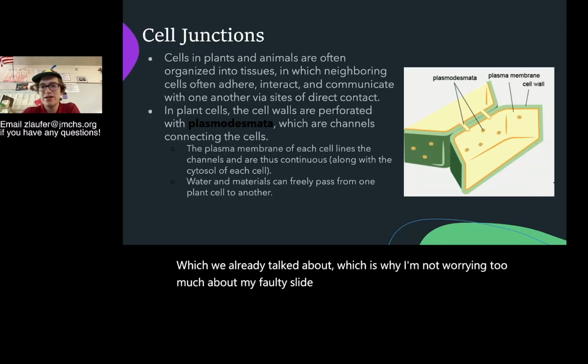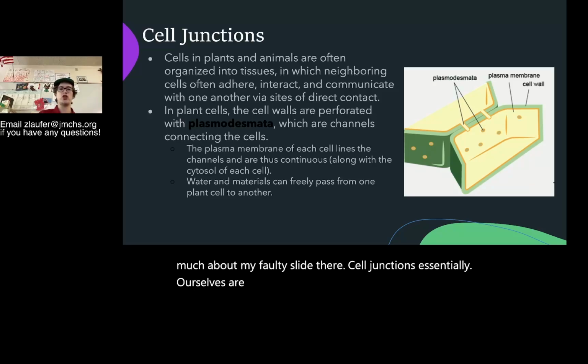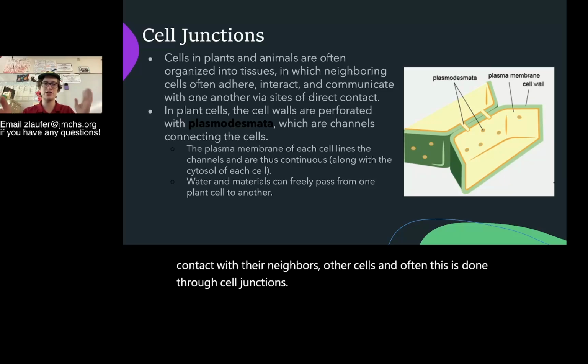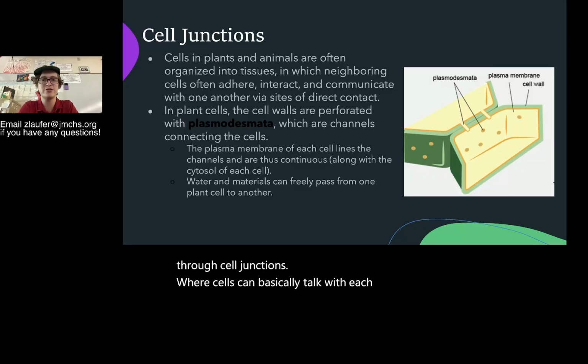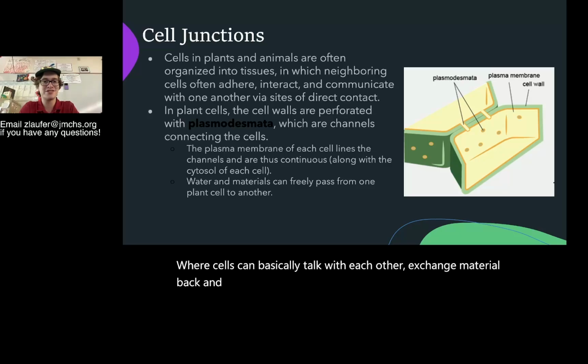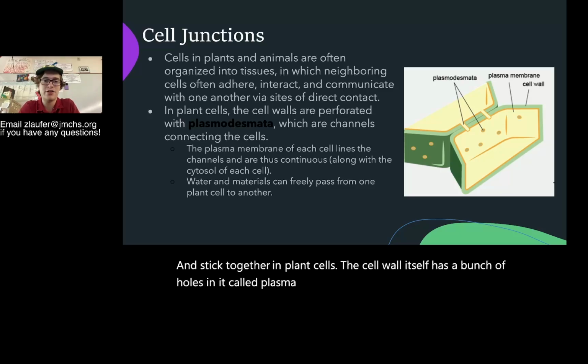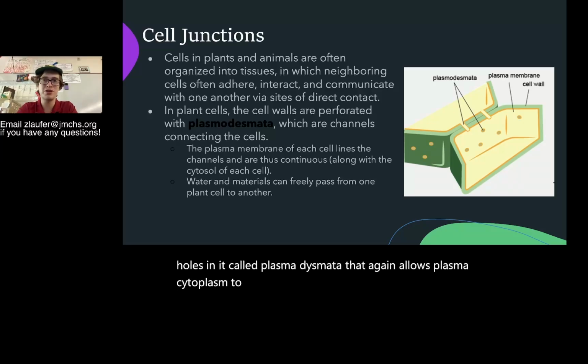Cell junctions. Essentially, our cells are not really free floating. They are in constant contact with their neighbors, other cells. And often this is done through cell junctions, where cells can basically talk with each other, exchange material back and forth, and stick together. In plant cells, the cell wall itself has a bunch of holes in it called plasmodesmata that again allows cytoplasm to be exchanged between the two cells freely.